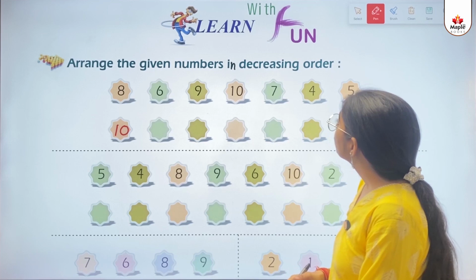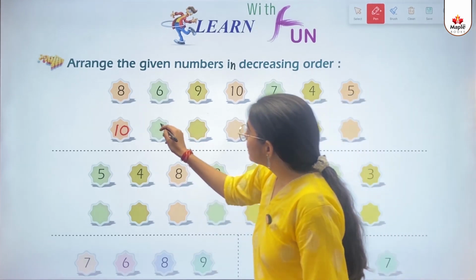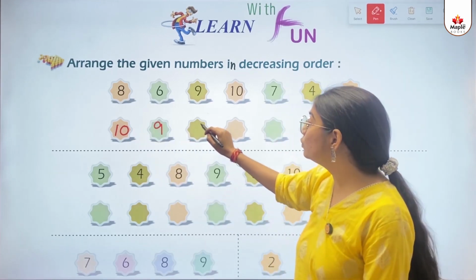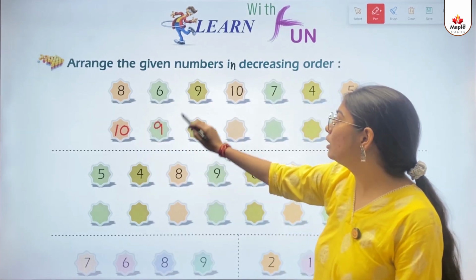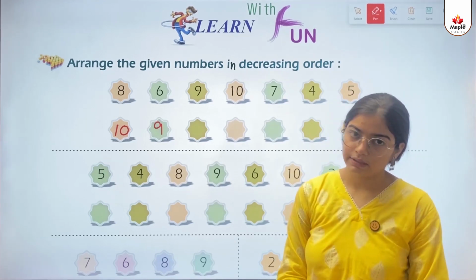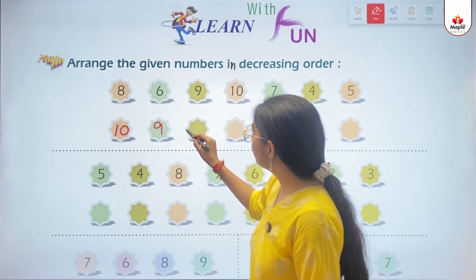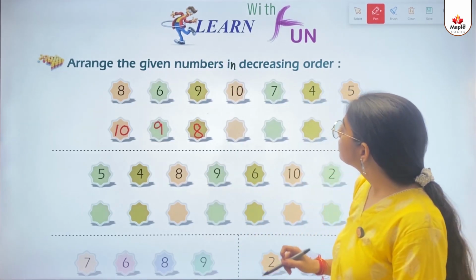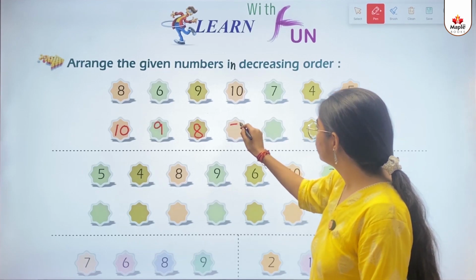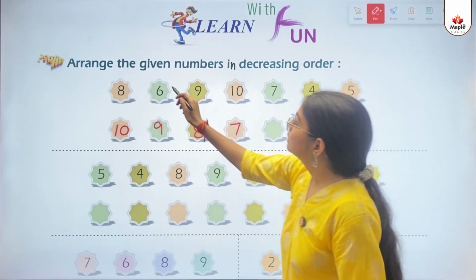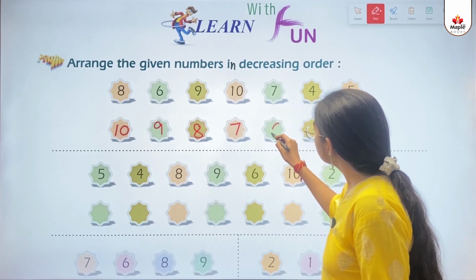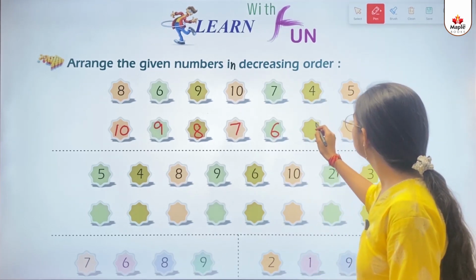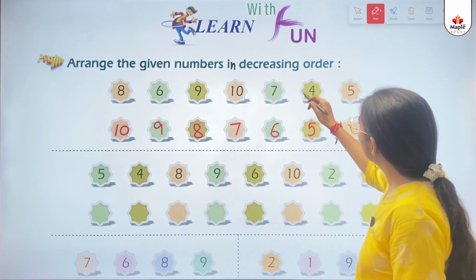Then, which one is the greatest one? 9. But it is smaller than 10. So, we will move ahead. First is the greatest one, then smaller, smaller, smaller than the smallest. Okay. So, next number is 8. Then 7. Then 6, then 5, then 4.